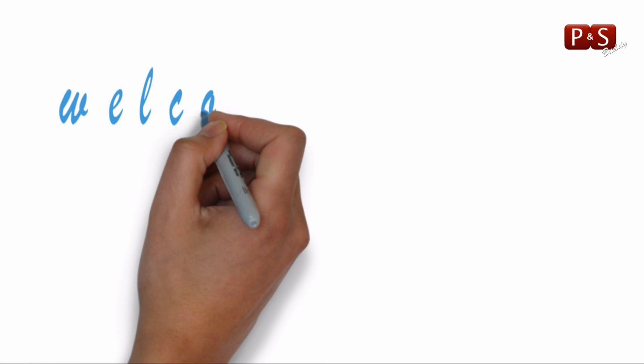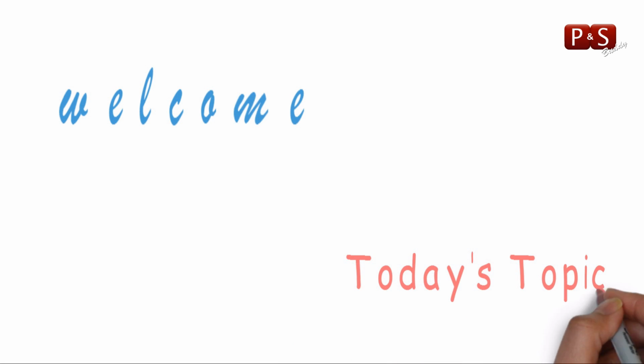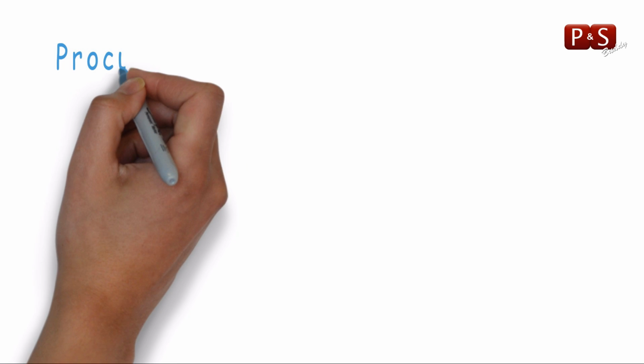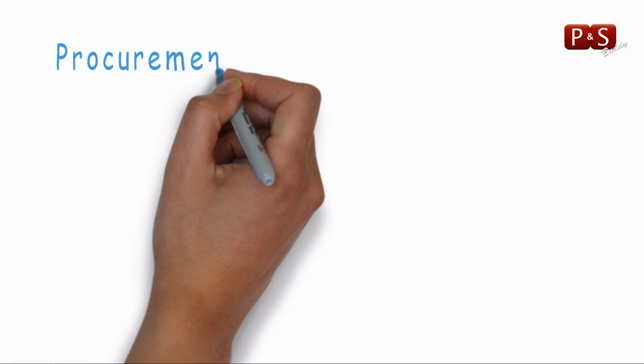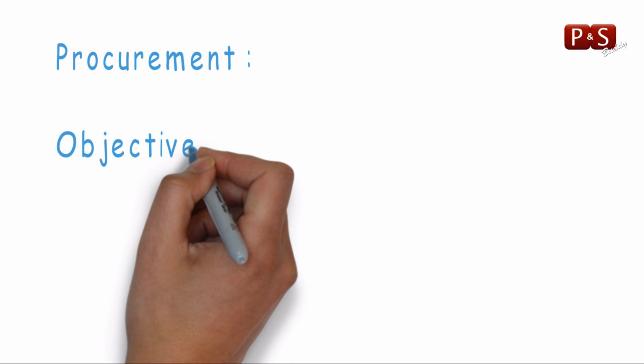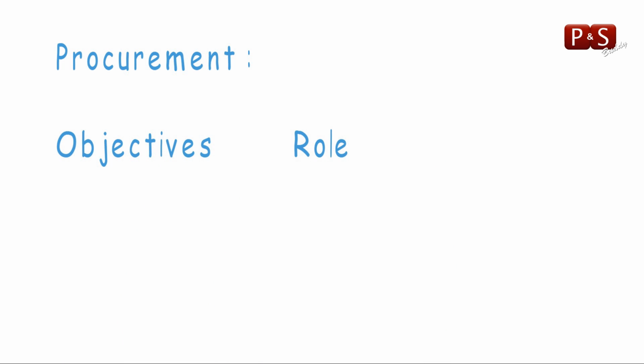Hi everyone. In this video, we are going to discuss the 5 rights of procurement. The 5 rights of procurement. What does a procurement function do in an organization? What are their main objectives? What role do they play? Well, let's try to find out.